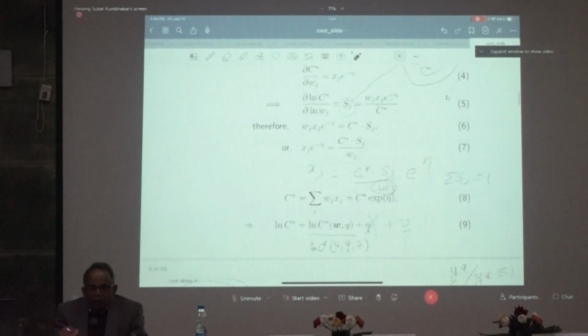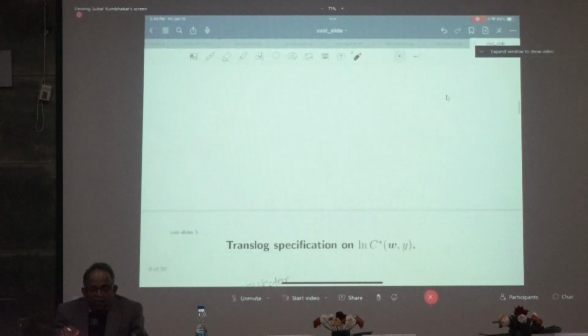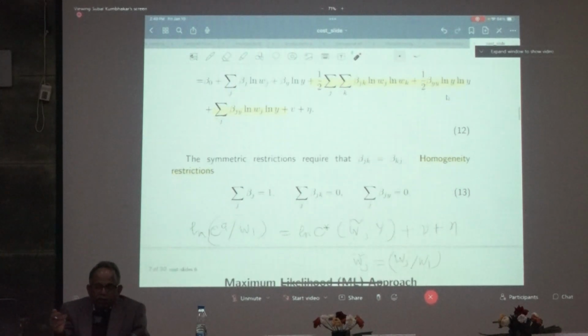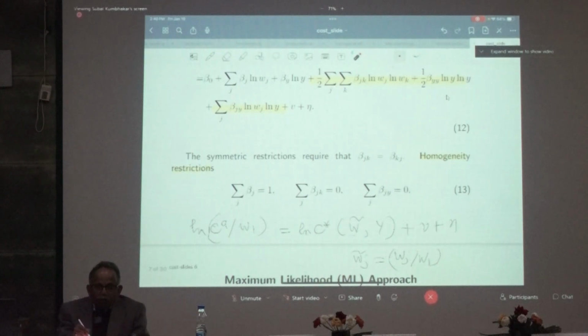If it is homogeneous of degree 1, then there will be a constraint imposed, and that is basically that the sum of the beta j's is equal to 1. If you restrict this, then the function will automatically be homogeneous of degree 1. One easy way of doing it is to divide your cost by one of the input prices, and on the right hand side your input prices are also divided by the same one.